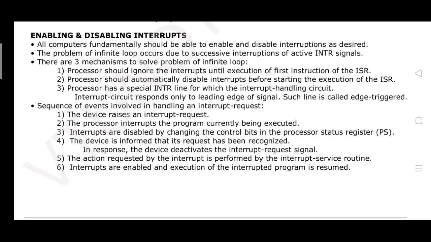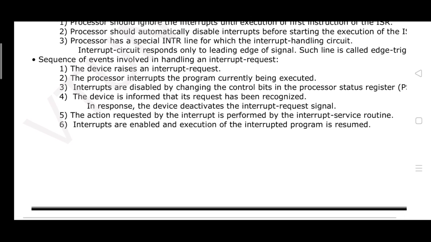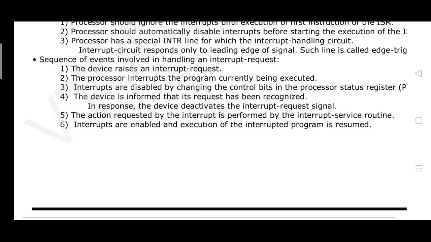Okay. Another important topic: the sequence of events involved in handling an interrupt request. This is a common scenario where an interrupt request has occurred. Okay, a device is raising an interrupt. First step, the device raises an interrupt request, then the processor interrupts the program currently being executed, because the meaning of interrupt is that you have to disturb, right? Disturb, create the disturbance, right?